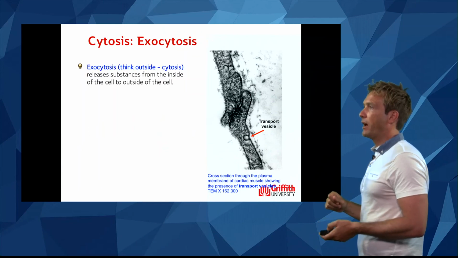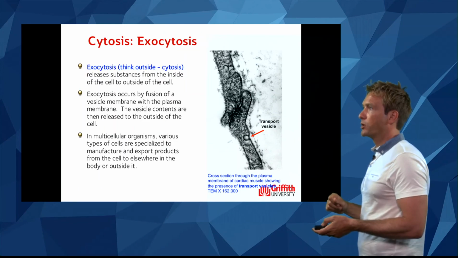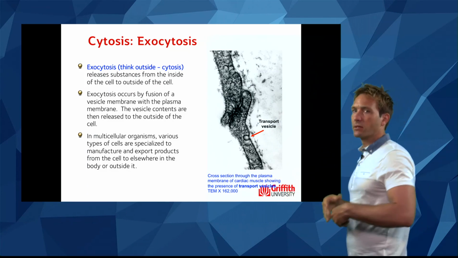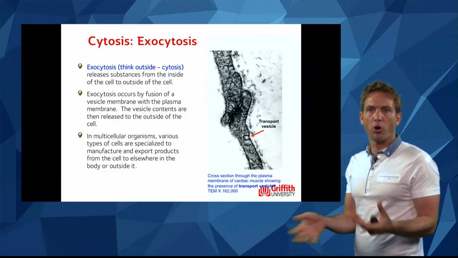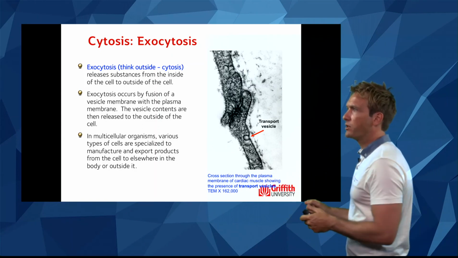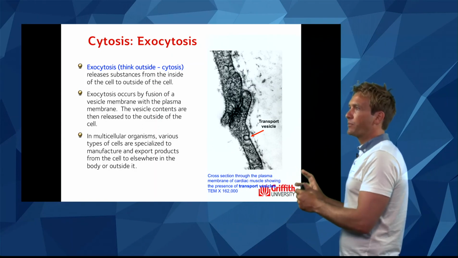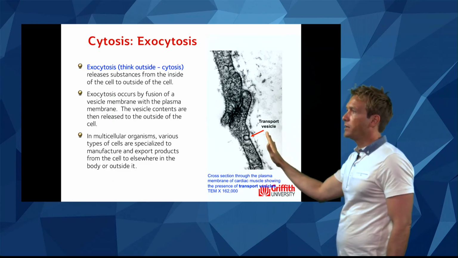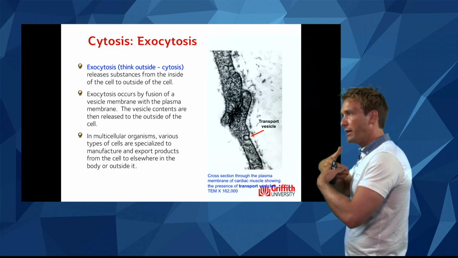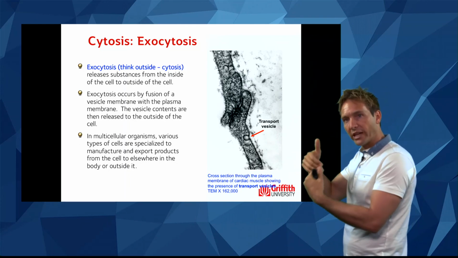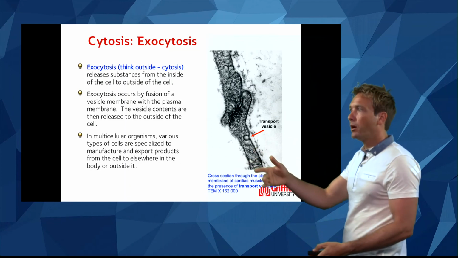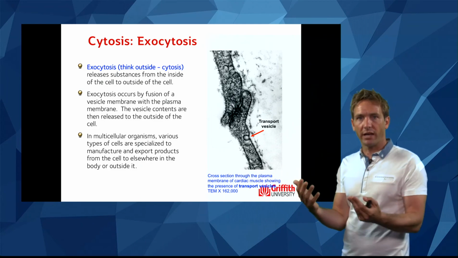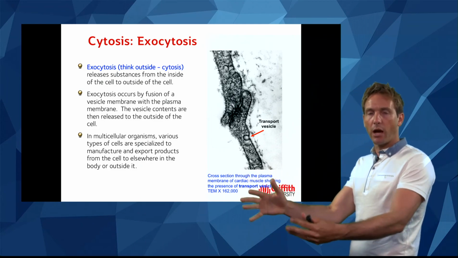Okay, then we have exocytosis. So think outside movement. Exocytosis, this is when we're getting rid of substances that could be waste products, there could be a broken down bacteria that your white blood cells have destroyed, and they release substances from the inside to the outside. So this is a transport vesicle, it's smacking into the cell membrane, and then what's going to happen is the membrane of the vesicle will integrate into the cell membrane and dump those particles into the outside.